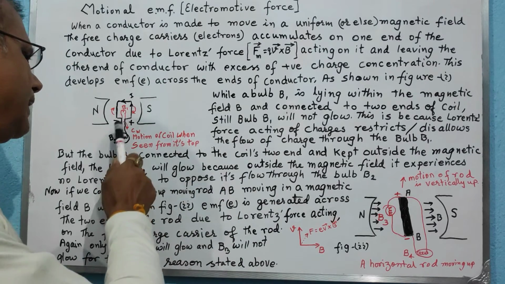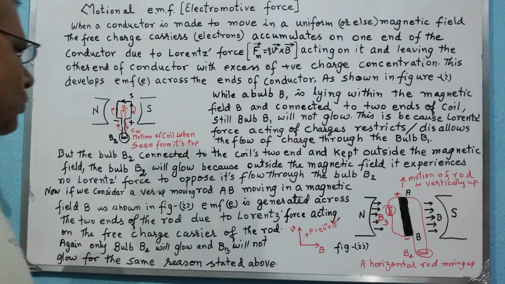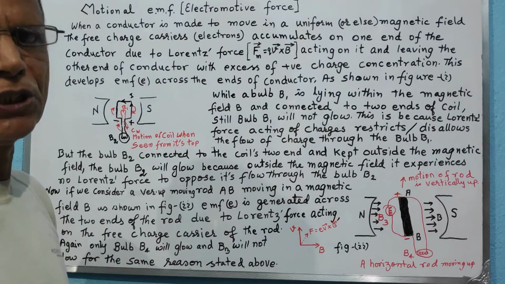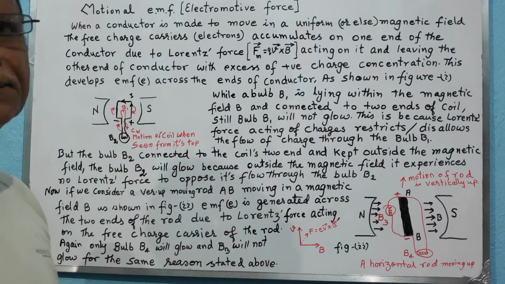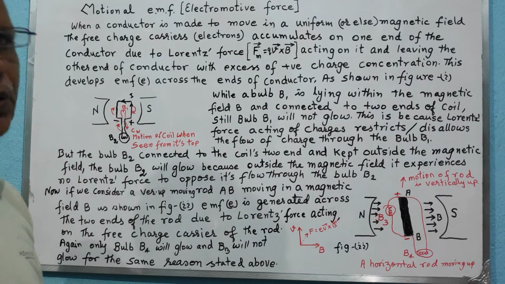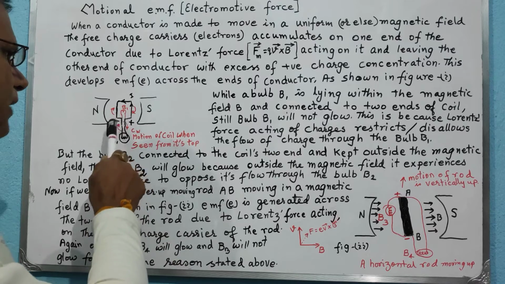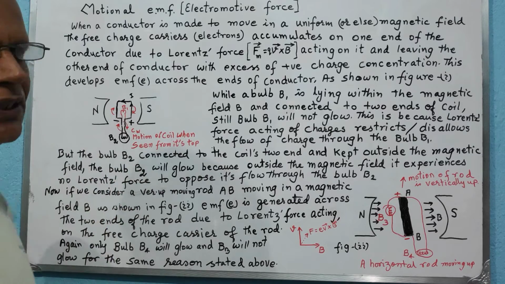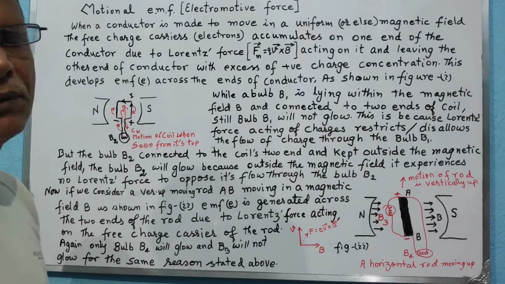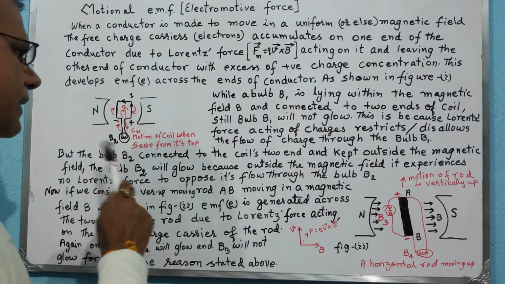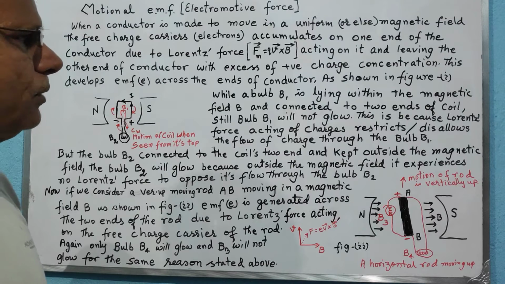But if we happen to attach another bulb B2, which is placed outside the magnetic field but attached to the two ends of the coil, which is made to rotate in the magnetic field, then in that case the bulb B2 will glow, because the charges are accumulated at the two ends and no Lorentz force is there to restrict its motion outside the magnetic field, because outside the magnetic field Lorentz force becomes zero. So that is very important. We must remember it and understand it very well.